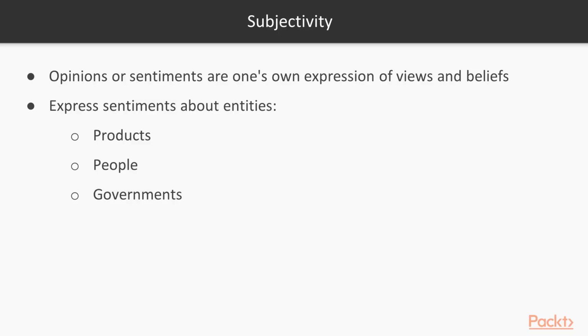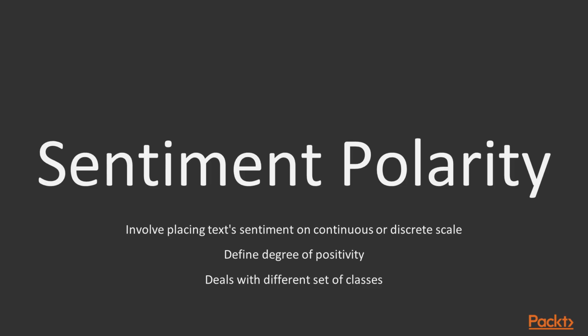First key term is subjectivity. Opinions or sentiments are one's own expressions of views and beliefs. Furthermore, subjectivity expresses our sentiments about entities such as products, people, governments, and so on. Next is sentiment polarity. It involves placing the text sentiment on a continuous or discrete scale of polarities, thus defining the degree of positivity. The sentiment polarity classification may deal with a different set of classes depending on the context.